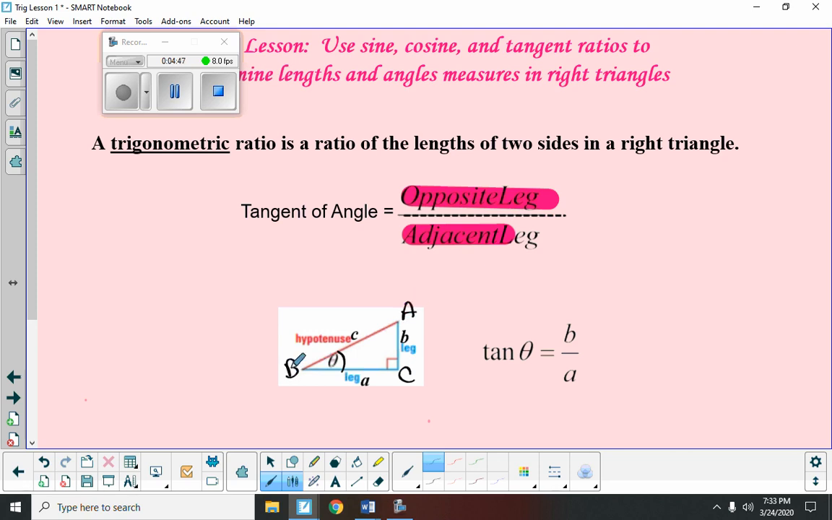The main thing you need to know is for the A and the B, whatever A is, the side across from it is little a. Whatever B is, the side across from that is little b. Whatever C is, which is usually the right angle, the side across is little c. So if you're talking about the tangent of theta, it would be little b over little a, opposite over adjacent.